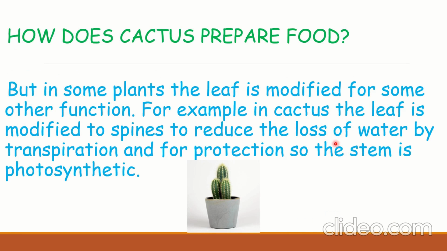So now, to prevent the loss of water, here they are modified to spines, because you would have really little water in the desert. So they're modified to spines, and even for protection from other animals. So the stem which is there is photosynthetic. Like I told you, some other plants might prepare food with other parts. So here, this is an example. The cactus prepares food with its stem. It has chlorophyll in it.